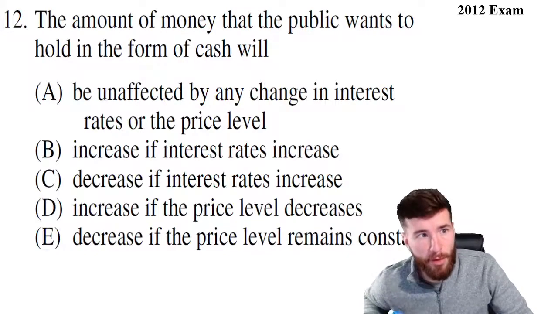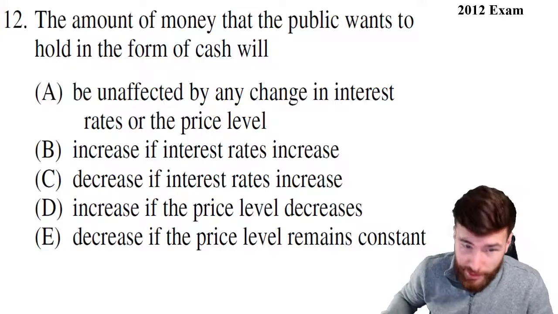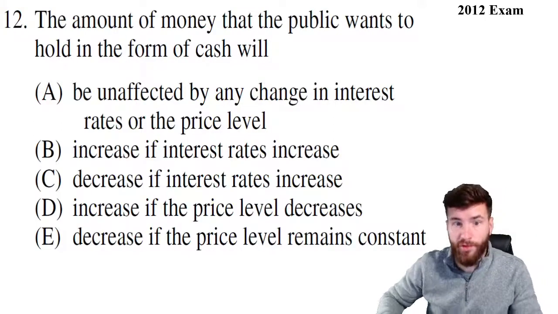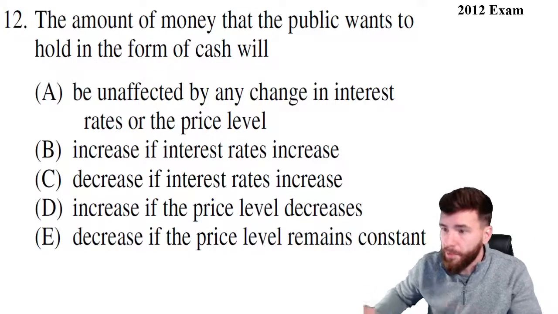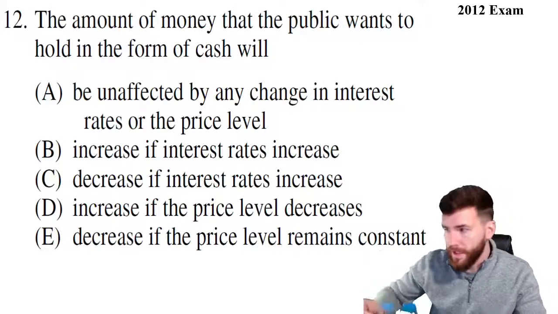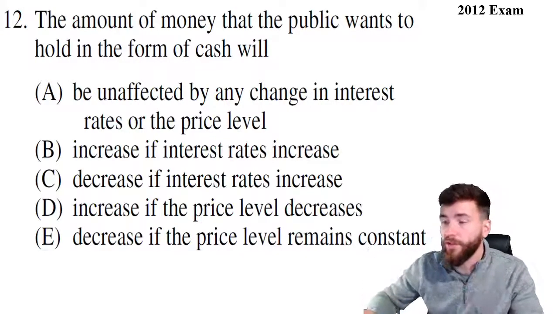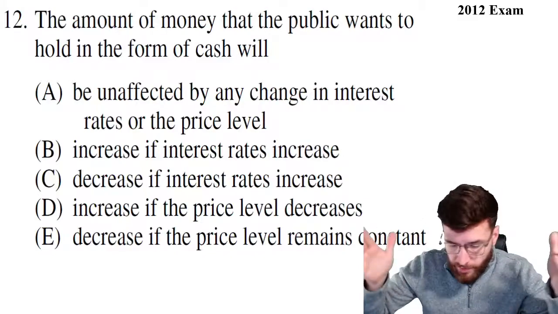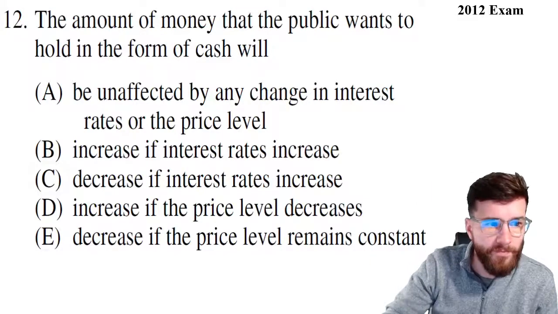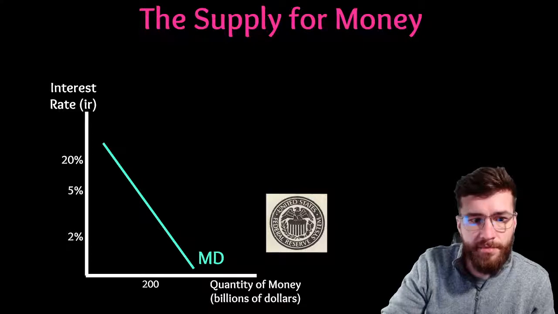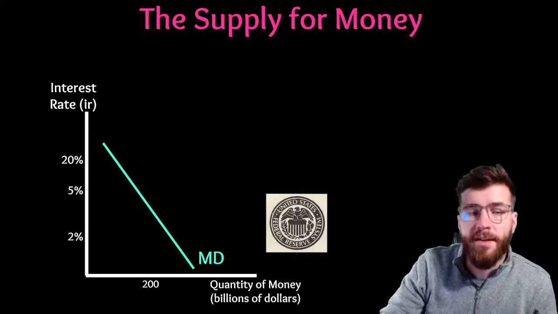The amount of money that the public wants to hold in the form of cash will decrease if interest rates increase, right? Because if interest rates increase, your opportunity cost of holding cash would increase. It's more costly to hold cash if interest rates go up, right, is the idea. So the answer most definitely is C. All right? And that's why money demand is downward sloping.